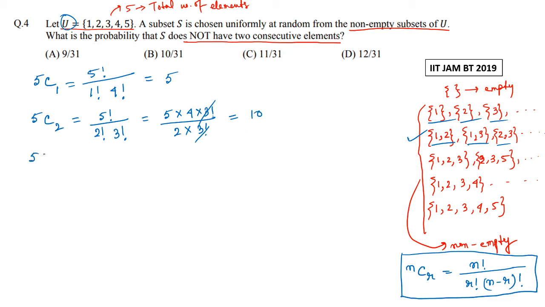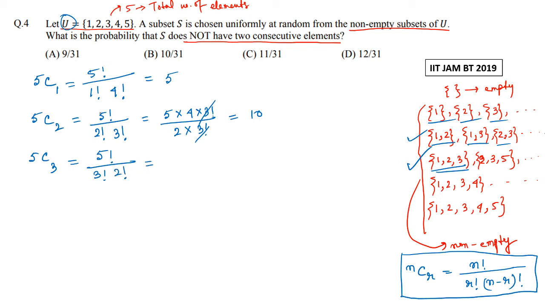Next is 5C3. We are choosing 3 elements out of 5 elements. That is this way. So the number of cases or number of subsets there is 5C3. That is equal to 5 factorial divided by 3 factorial into 5 minus 3, that is 2 factorial.